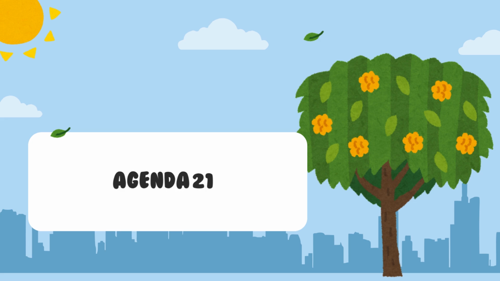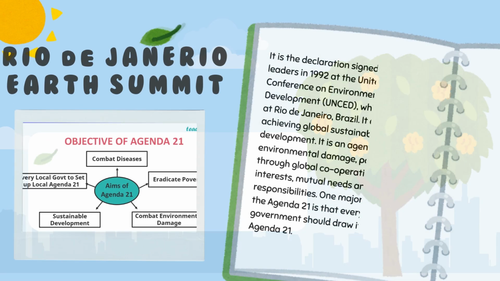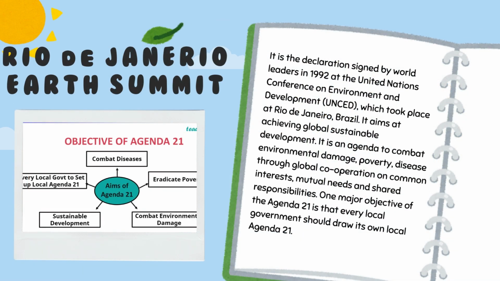What is Agenda 21? Agenda 21 aims to combat environmental damage, poverty, disease through global cooperation. It also aims to ensure that local governments of different countries create their own Agenda 21. Agenda 21 was signed at the United Nations Conference on Environment and Development in the year 1992 in Brazil.